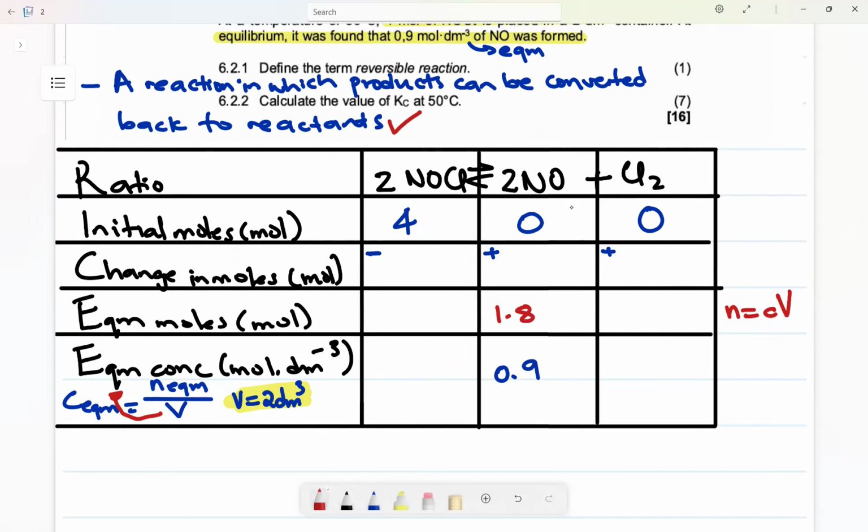Then I say, okay, from 0 plus what will give me 1.8? I know it is 1.8. And I know on this change, I'm going to use a ratio.